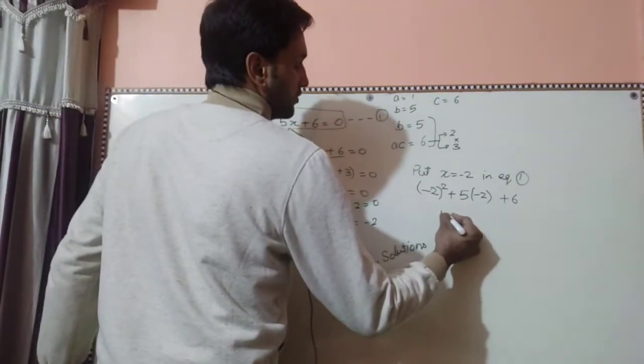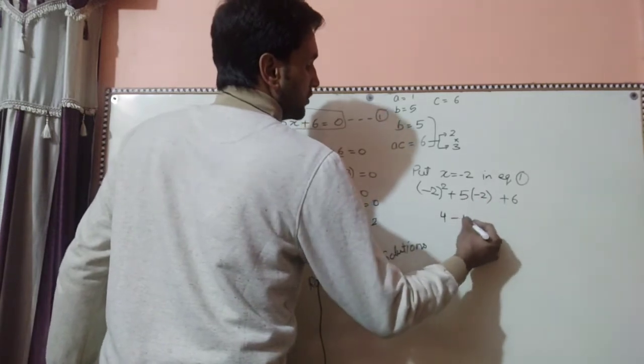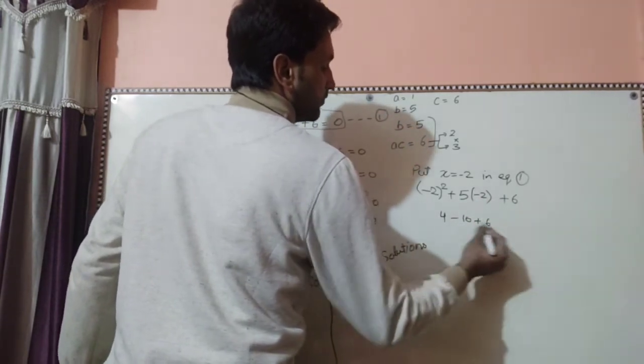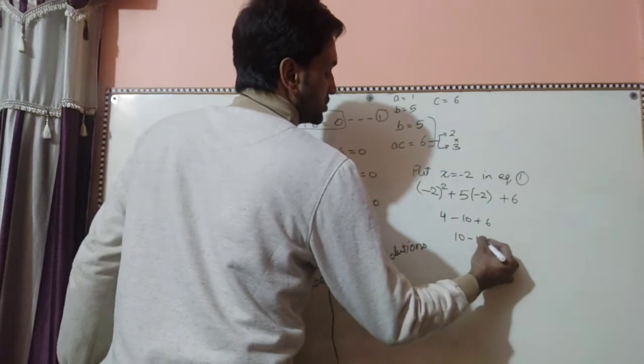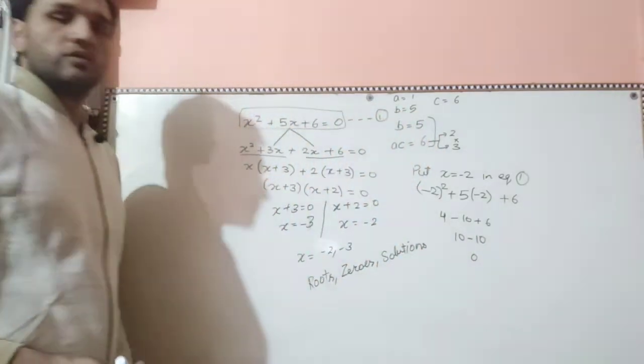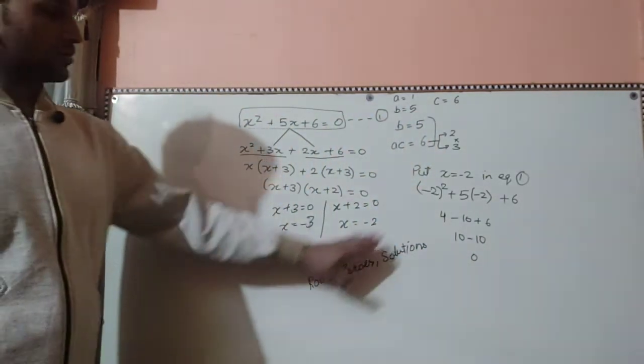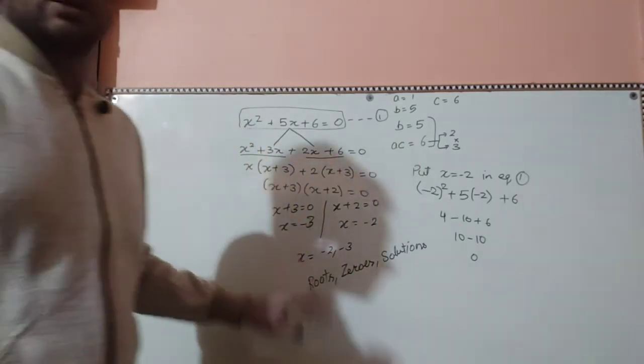Minus 2 square, that will be 4. 5 into minus 2, that will be minus 10, plus 6. 6 plus 4, you can say 10, minus 10 is equal to 0. That's all. This was splitting the middle term.